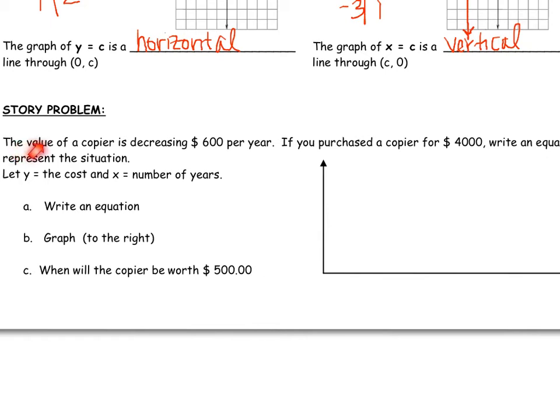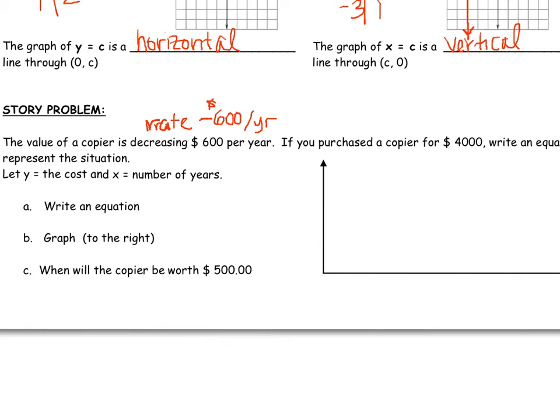It says the value of a copier is decreasing $600 per year. Okay, now decreasing means -600 per year is a hint to us that that's a rate. So let's put a little note here. We got a rate of -600. That's dollars per year.